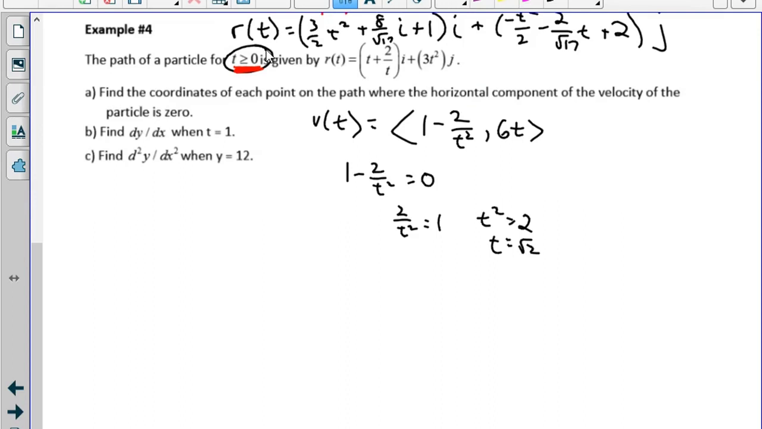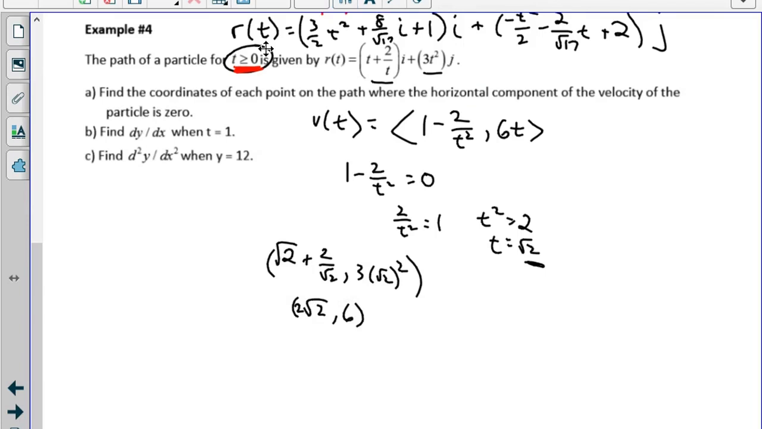So since we want the point on the path, that means we're going to substitute root 2 into the original. And so we get the point is root 2 plus 2 over root 2, comma, 3 times root 2 squared. And root 2 plus 2 over root 2 is the same thing as root 2 plus root 2. So I get 2 square root of 2, and then the y part is 6. So the point on the path is (2 root 2, 6).